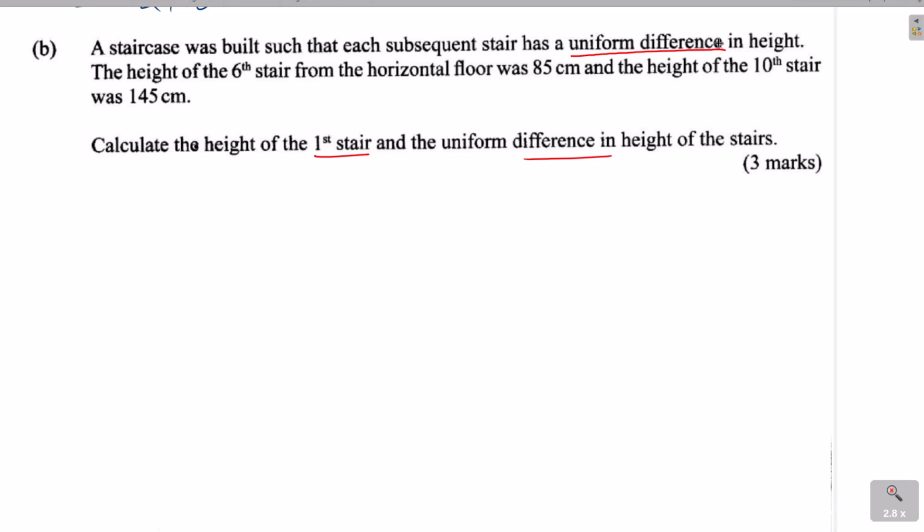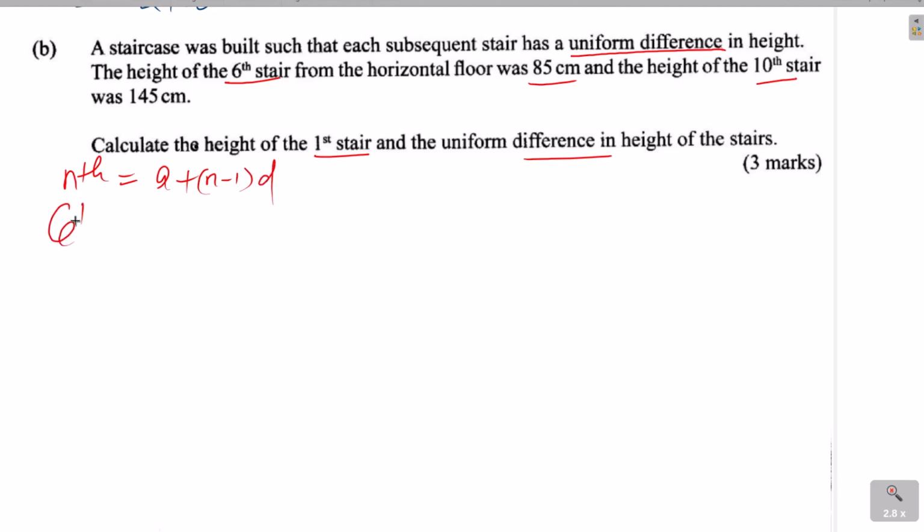And then the 10th stair will represent the 10th term of an arithmetic progression. So you're given that the 6th stair from the horizontal, its height is 85. So how do you write the 6th term of an arithmetic progression? Just remember the nth term. We wrote that before. It is given by a plus n minus 1 multiplied by d.